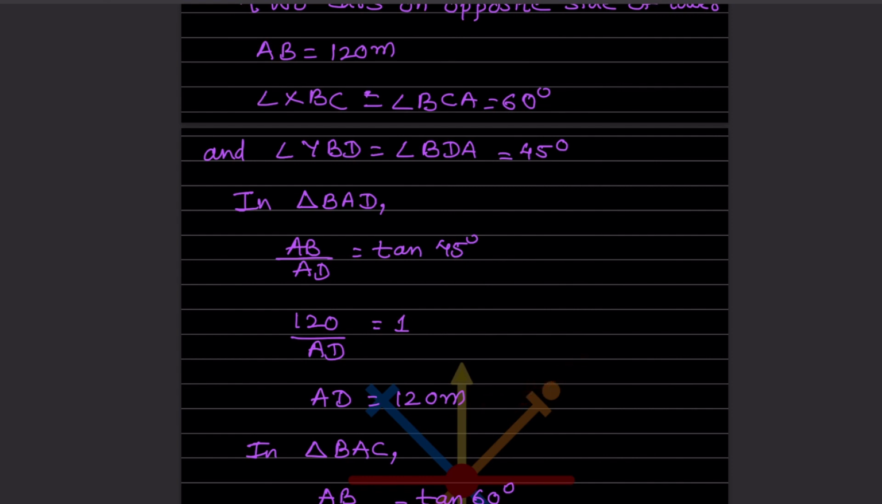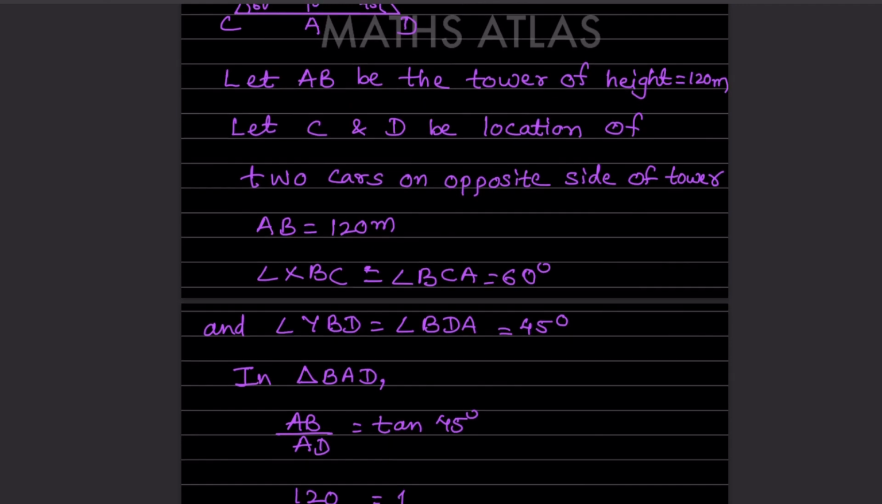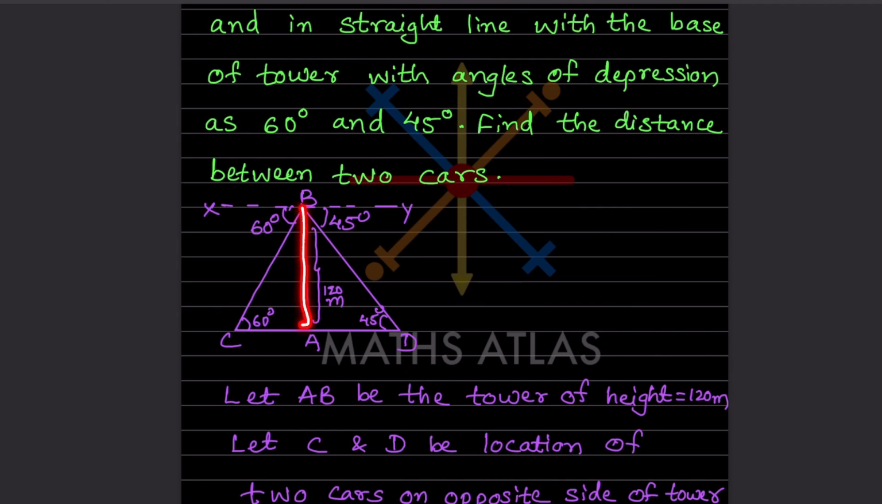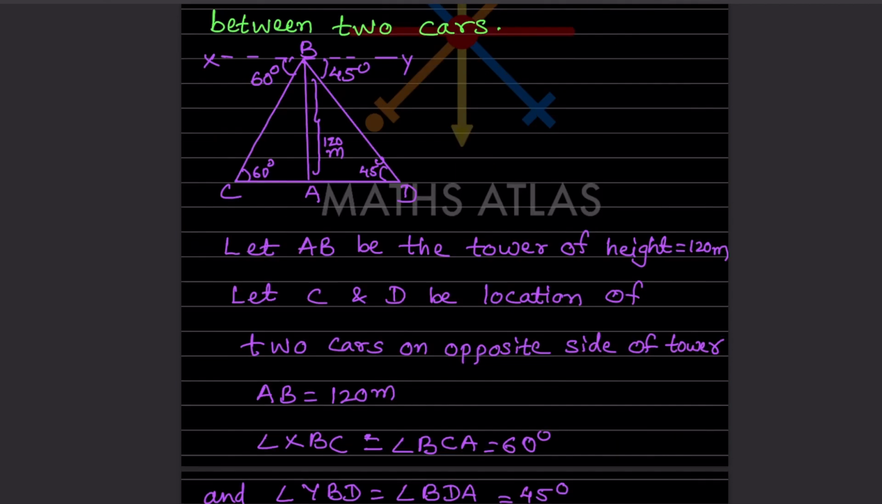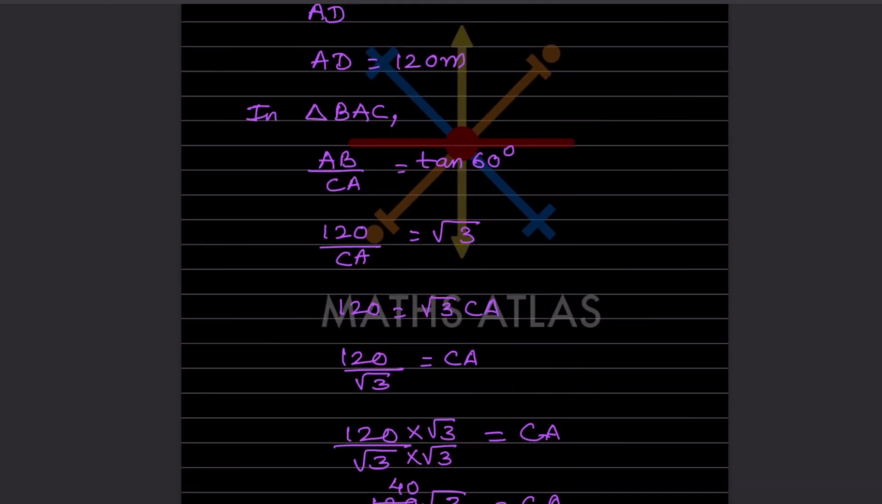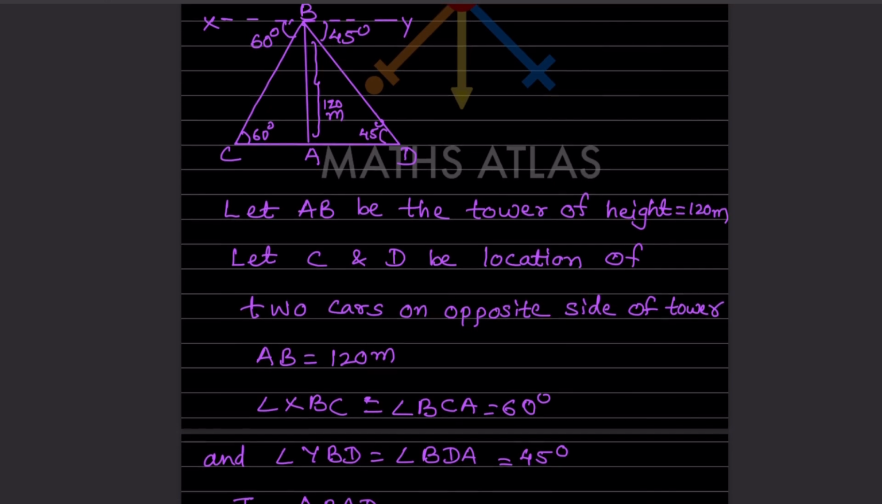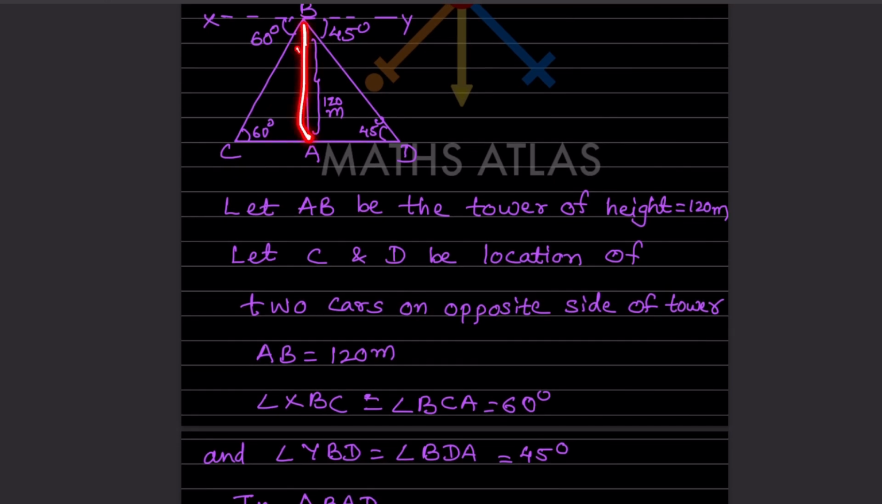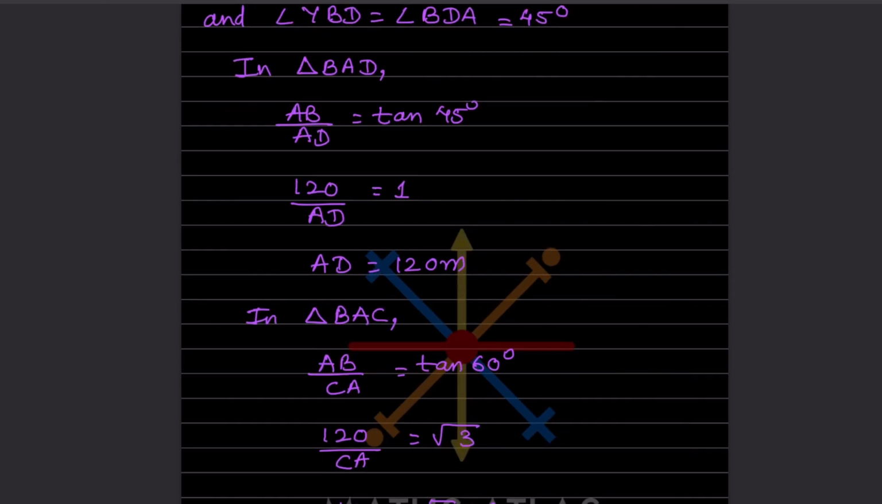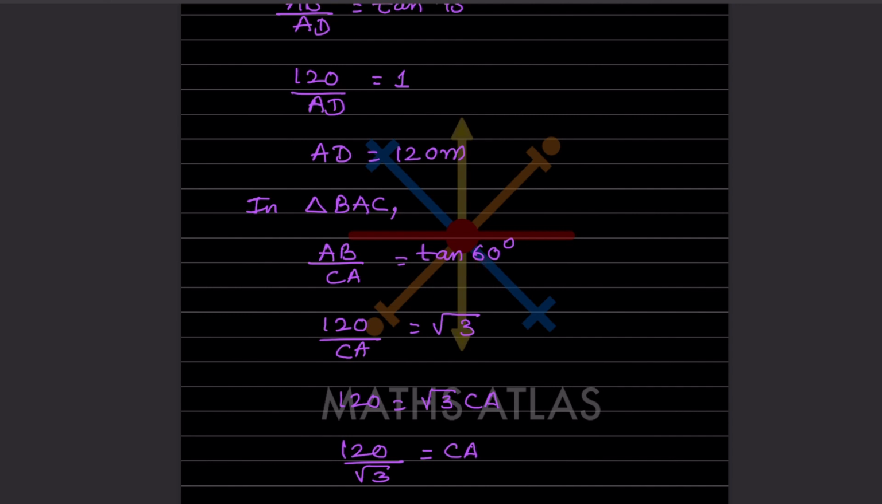So now we will see the other triangle, triangle BAC. Look at here, BAC. So what is here? AB by CA. This is because this is the angle given, so this will be the opposite side and this is going to be the adjacent side. AB by CA is tan 60. AB is given as 120, CA is as it is, and tan 60 will be root of 3.